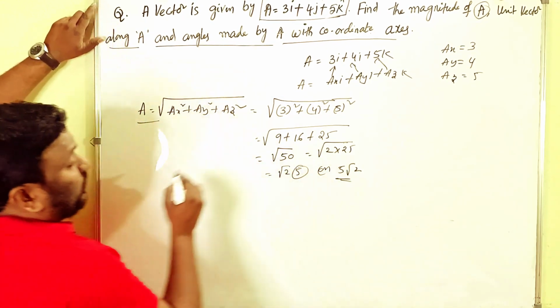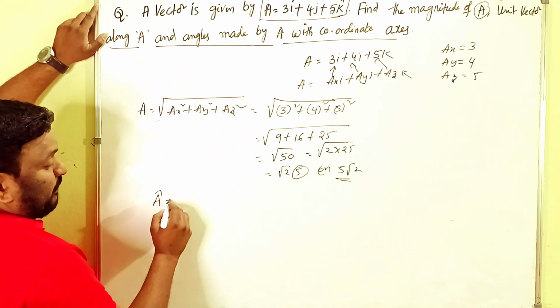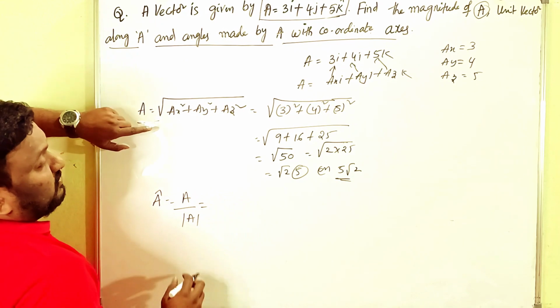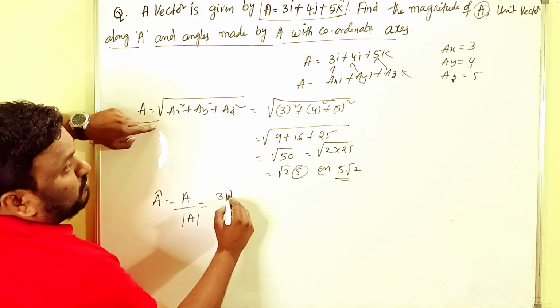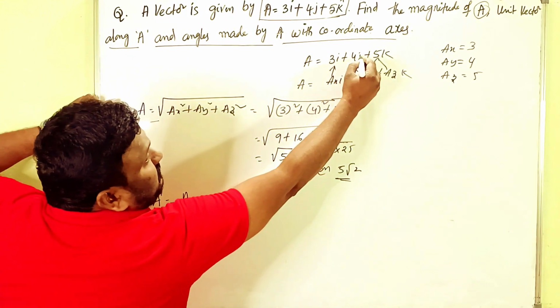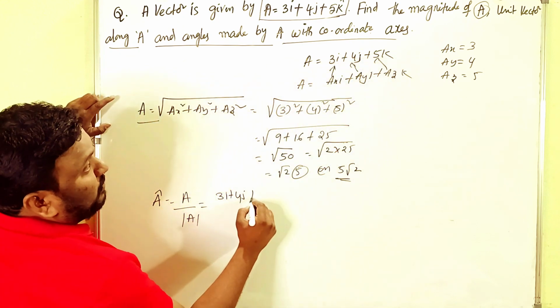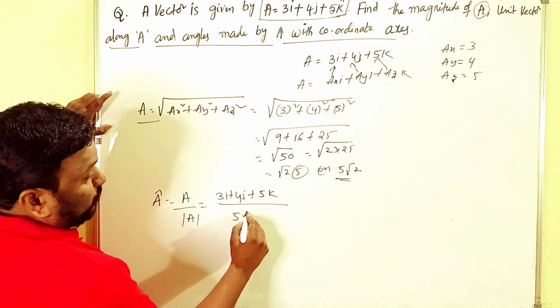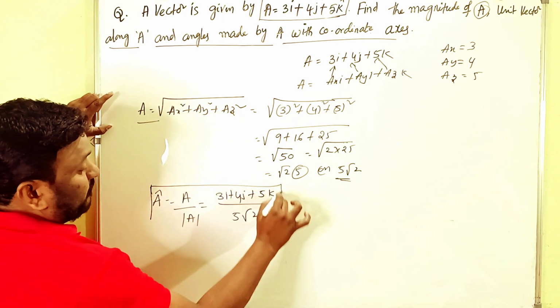And the next thing is the unit vector. The unit vector A cap is equal to A by mod A. A is 3i plus 4j plus 5k, divided by the value 5 root 2. This is the unit vector.